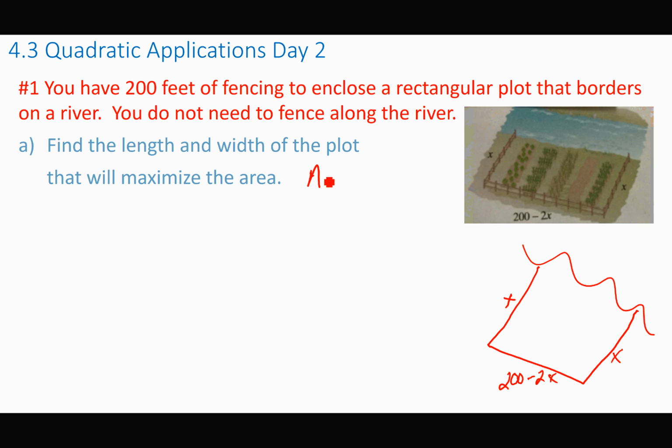All right. What is my formula for area of a rectangle again? Length times width. Okay. And so in this case, let's say this side is the length and this side is the width. It doesn't matter. We could have picked either one. But let's say my width is just represented with x and my length is 200 minus 2x. So now my area function is going to be my length, which is 200 minus 2x, times my width, which is just x.